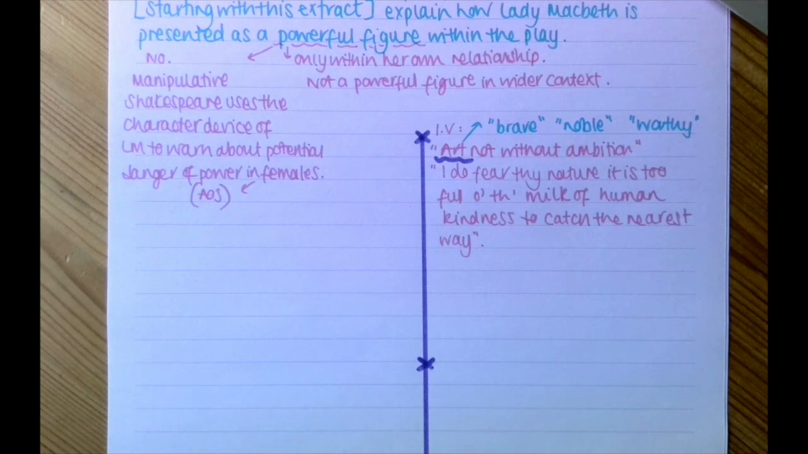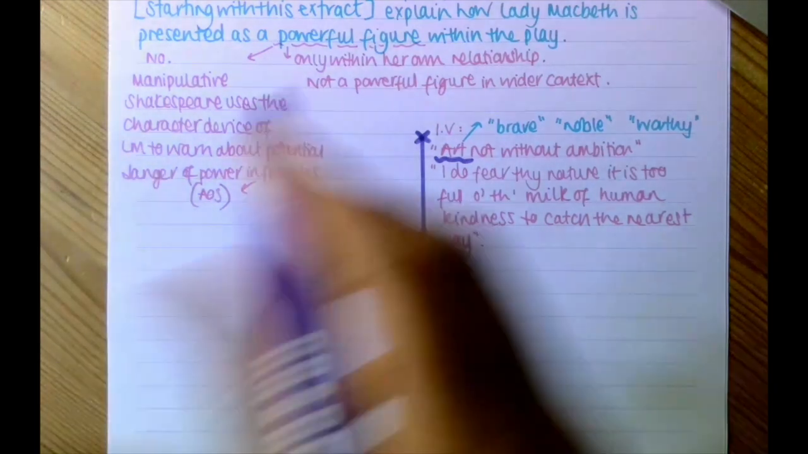We have to question whether actually not having the ambition to kill the king is to be seen as a negative, or whether actually Shakespeare is using Lady Macbeth to show that her perception of what is healthy ambition is awry, is not really fit with what ambition should be seen to be within this time period, within this Jacobean era. So, art not without ambition. I do fear thy nature. So she's scared of him. She's scared of how mild he is.